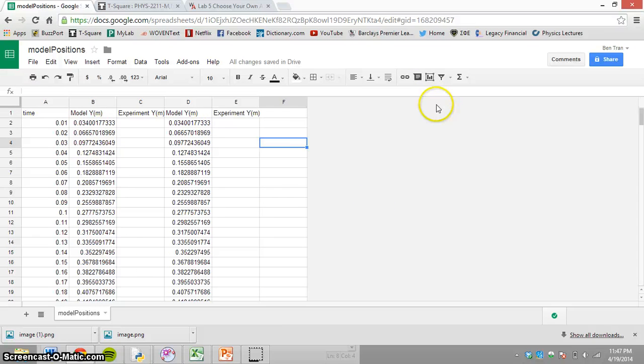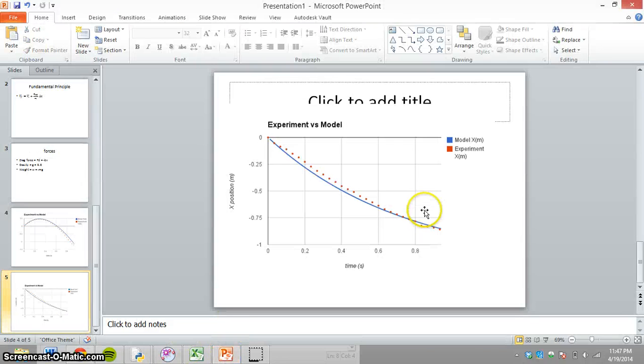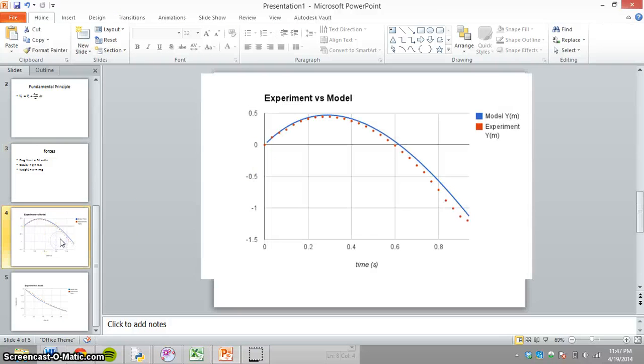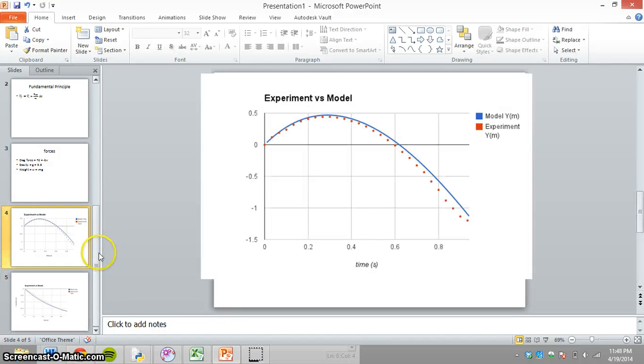We have our data right here in the Google spreadsheet, and our graphs look like this. This is the y graph, and this is the x graph. The reasons for the difference in the graphs are the drag force and the poor camera quality. So they're not perfect, but they line up pretty well.